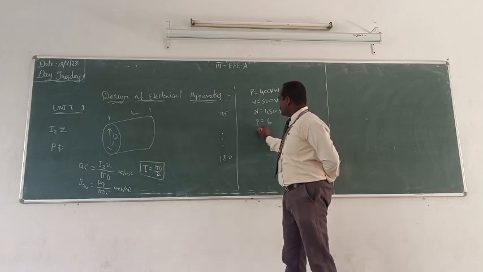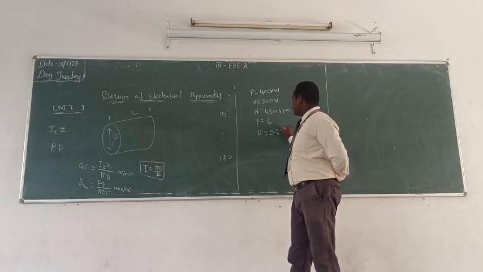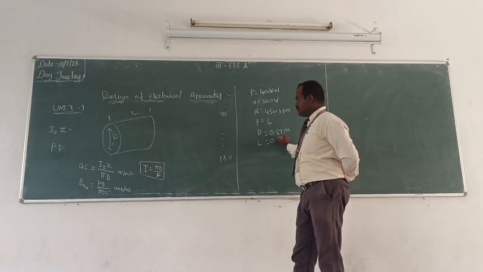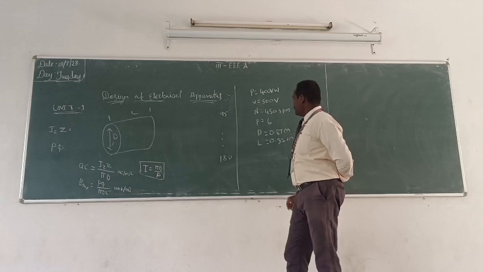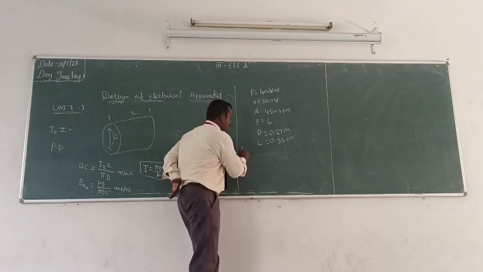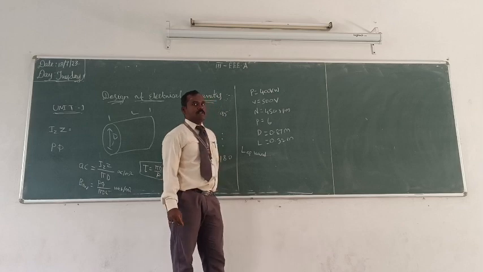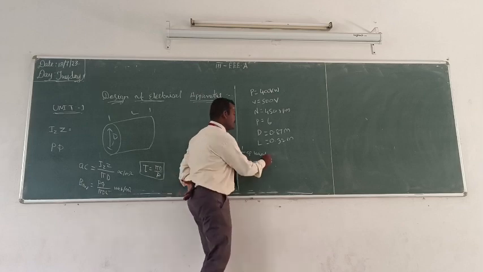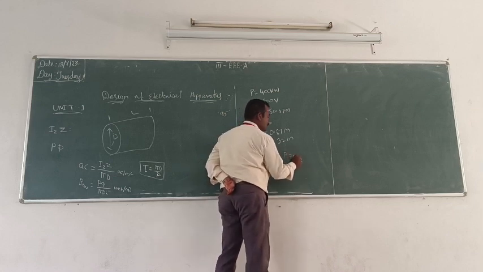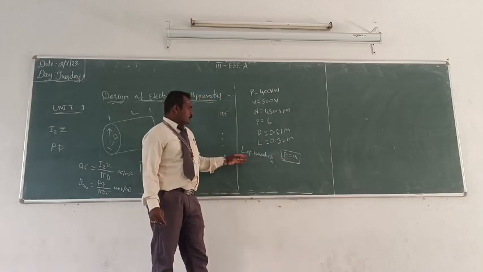The armature diameter D is equal to 0.87 meter. Similarly, the length L is 0.32 meter. Then they are using a lap winding, a lap wound DC motor, right? Why is lap winding considered? In lap winding, the number of armature parallel paths is equal to the number of poles. You should remember these things because they are used in the problem.